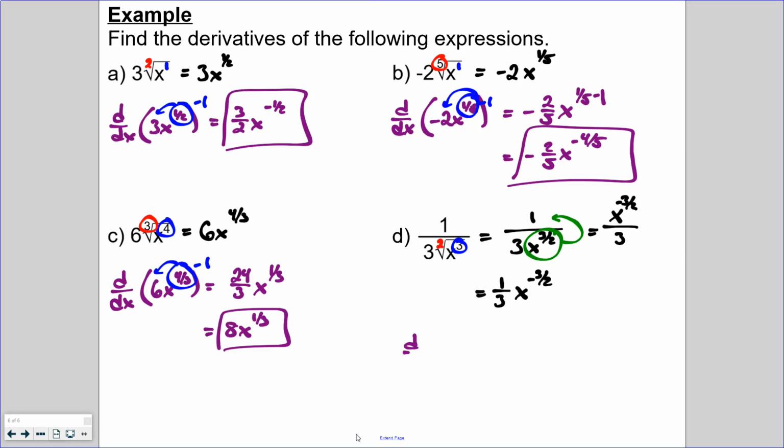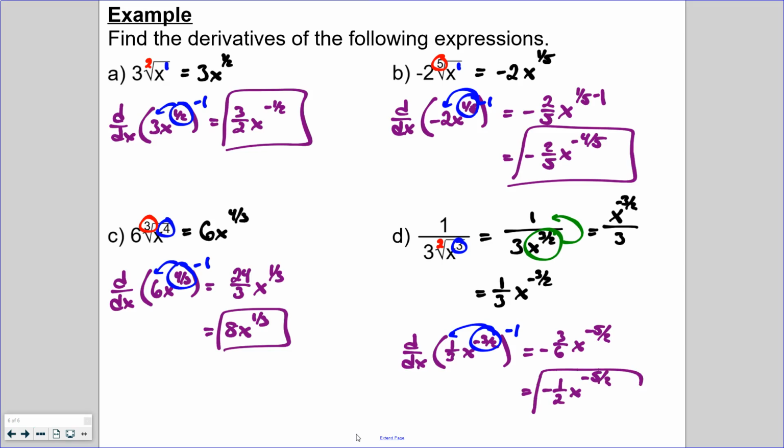And then we can take the derivative, d over dx of 1/3 x to the negative 3/2. Use the power rule, negative 3/2 times 1/3, and then subtract 1, leaving us with negative 3 over 6 x raised to the negative 5 halves, which will just be negative 1 half x to the negative 5 halves power, as our derivative. And all right, folks, that is it. That is extending the power rule to functions with rational exponents.